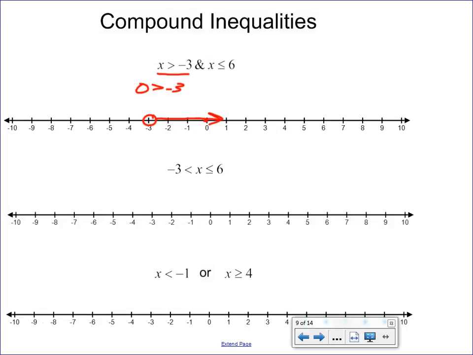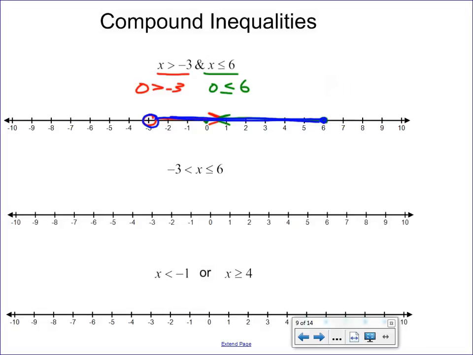The second inequality in this statement says x is less than or equal to 6. So it can be equal to 6. Values are less. So if I compare with 0 again, is 0 less than or equal to 6? Yes, it is. So my solutions go that way. So in order to meet both qualifications, I know I've got to have a value that is greater than negative 3, but is also less than or equal to 6. So it can be any value in between there. So it's got two parameters now to keep in mind.